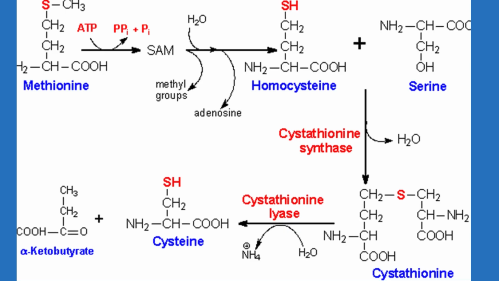Cystathionine is subsequently hydrolyzed to generate cysteine and alpha-ketobutyrate. The reaction is catalyzed by cystathionine lyase, which is also known as cystathionase. The enzyme also uses pyridoxal phosphate as coenzyme. Thus, cysteine can be generated from methionine in the body and is therefore a nutritionally non-essential amino acid.